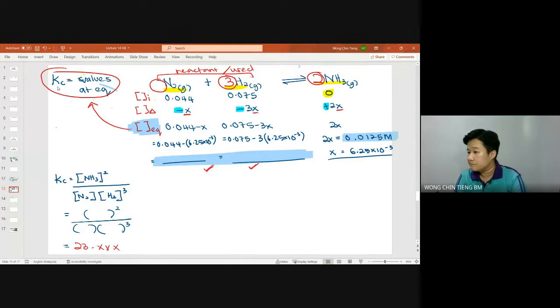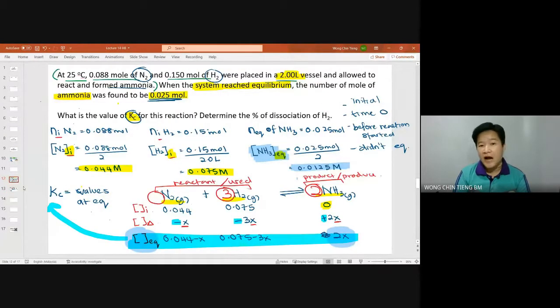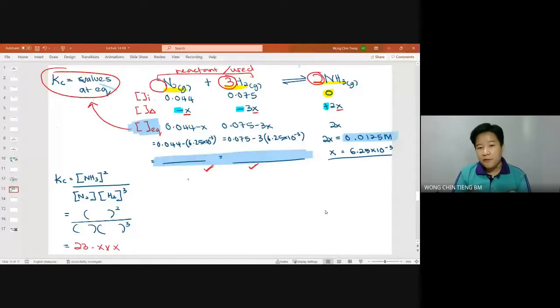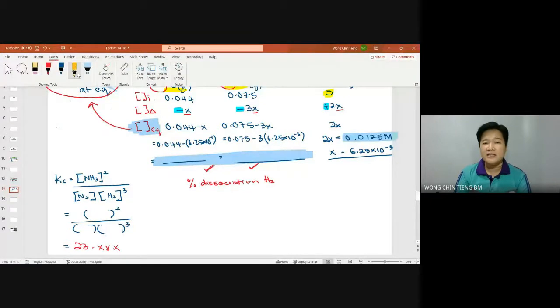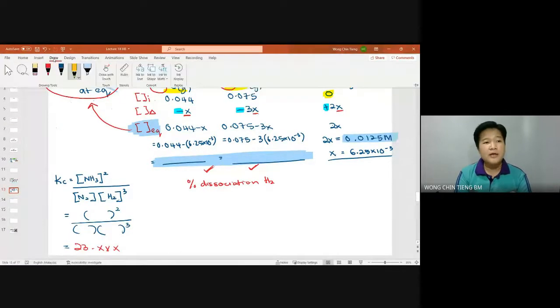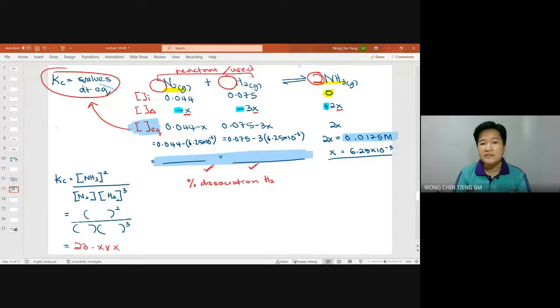Okay, done. I added a bit to the question after I sent it to you. I asked for the dissociation of hydrogen. It's an easy question. If the question asks for the percentage of dissociation of hydrogen, the way to do it is very easy: we focus only on the hydrogen gas, and the formula of dissociation uses the change.